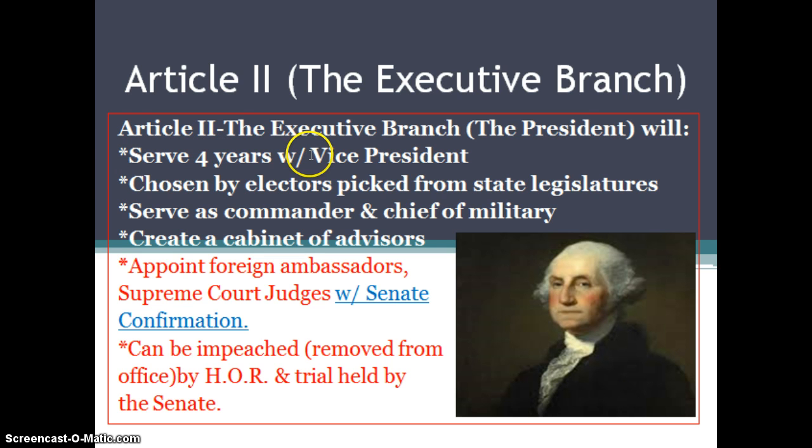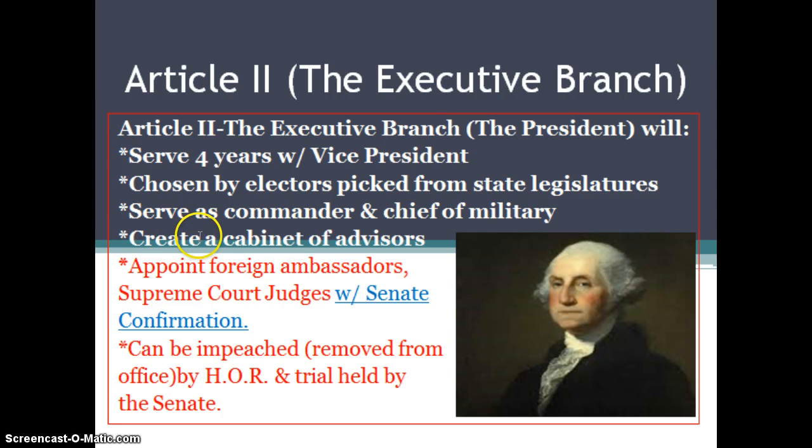4 years. It also says there will be a vice president to work along with the president. The president will be chosen by electors picked by state legislatures. So notice the president is not directly elected by the citizens as provided by the U.S. Constitution. He or she will serve as the commander-in-chief of the military, so they're in charge of the military.